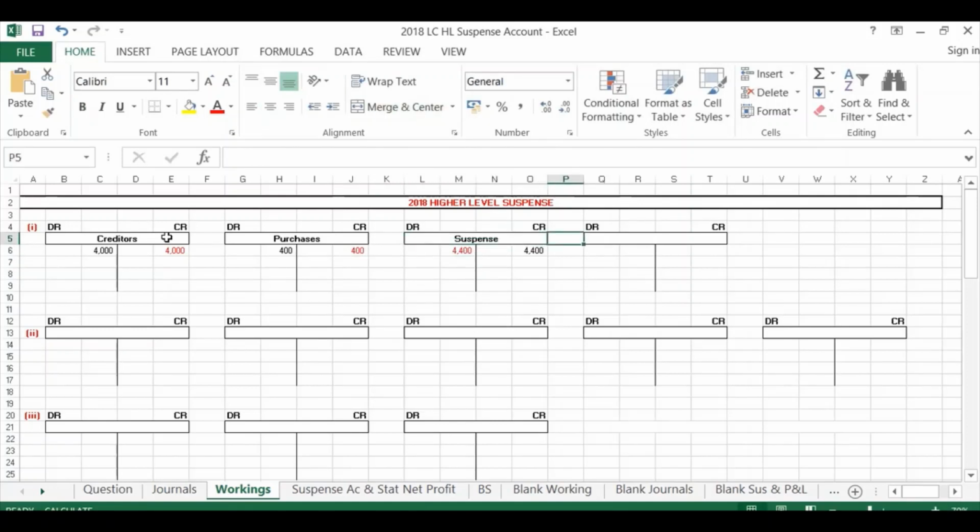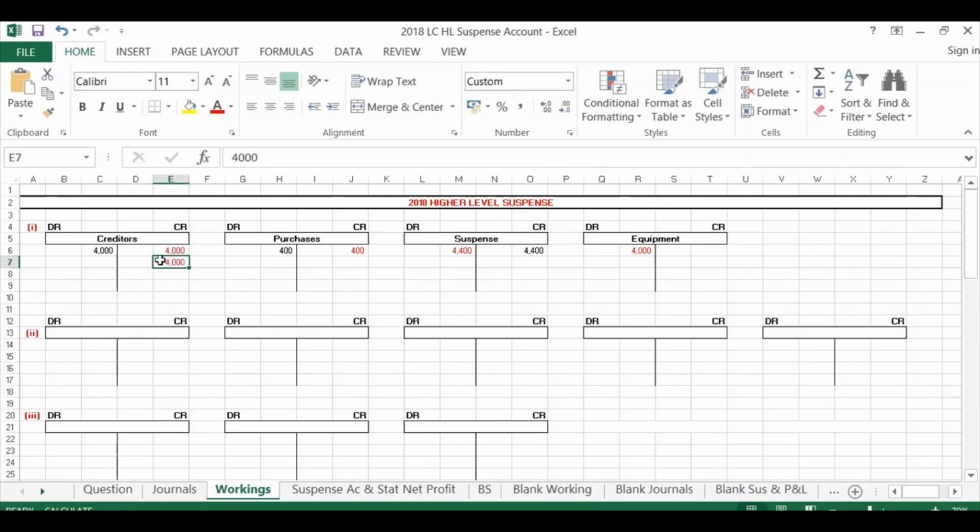So what they should have done is debit equipment, because the lift wasn't to resell, so it shouldn't be included in purchases, it should be included in equipment. So we're going to debit equipment with 4,000 and credit creditors with 4,000 because they haven't paid for it yet. So that is number 1 complete, and now we have to put these into journals.